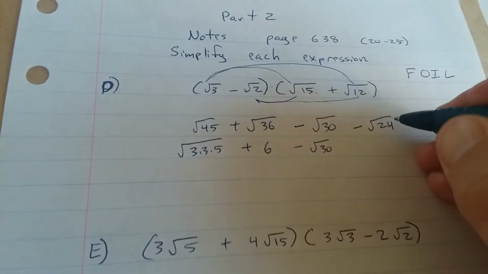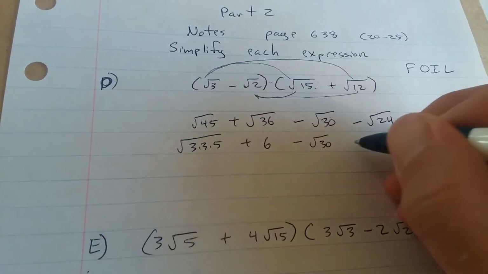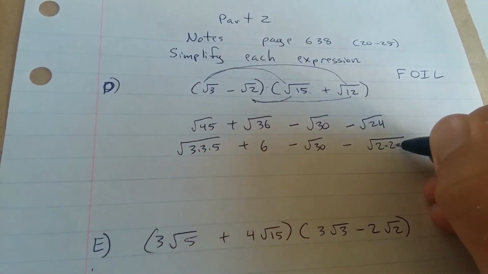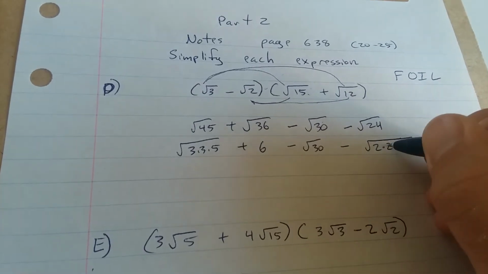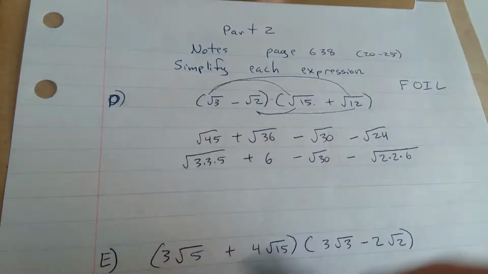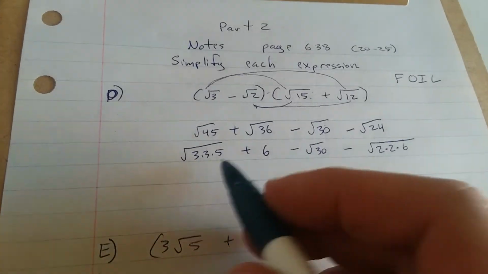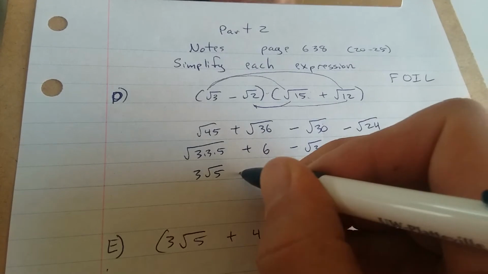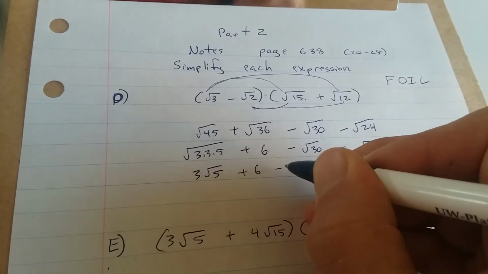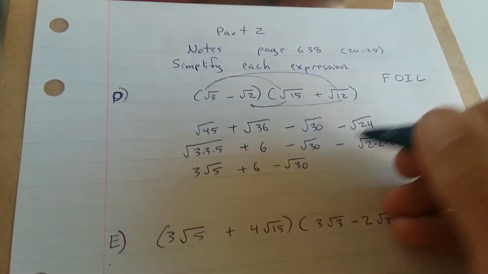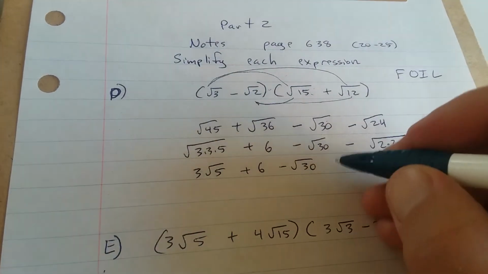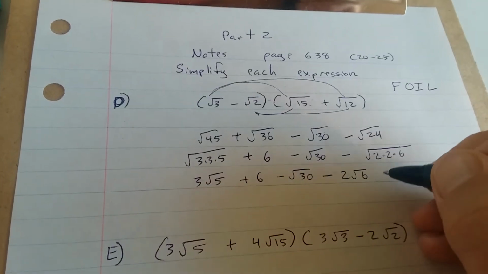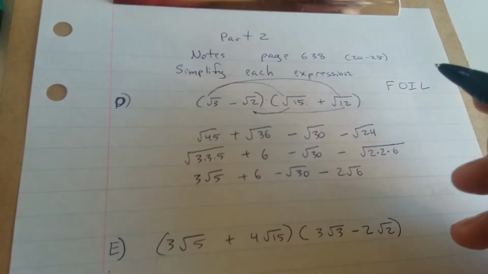Square root of 24, that is 6 times 4, which is 2 times 2 times 6. 2 times 2 is 4. 4 times 6 is 24. So we can rewrite this now. You get 3 root 5 plus 6 minus the square root of 30 minus 2 root 6. And that cannot be simplified any further.